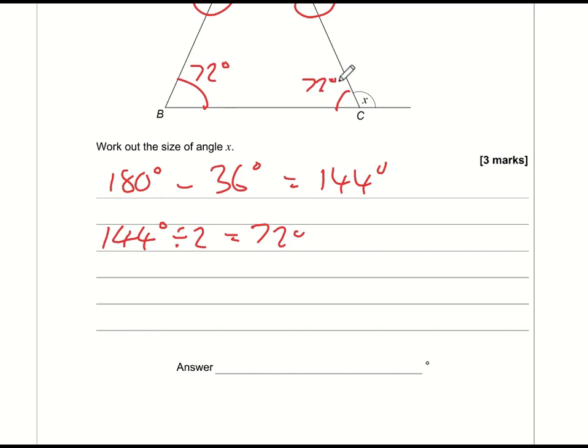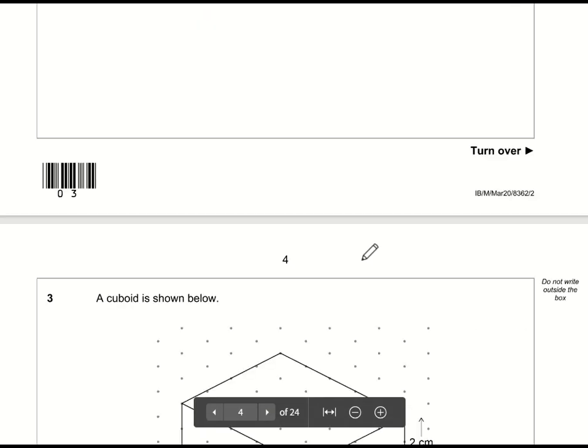Since the angles are identical, 144 degrees divided by 2 tells us that these two angles are 72 degrees each. Now we've got a straight line here. Angles on a straight line add up to 180, so 180 degrees take away the 72 degrees is 108 degrees. So x here is 108 degrees.